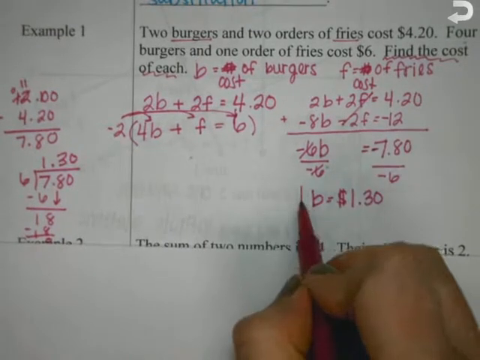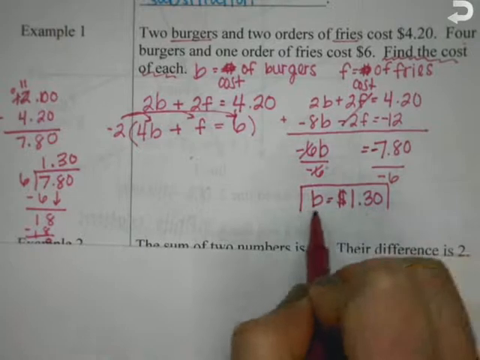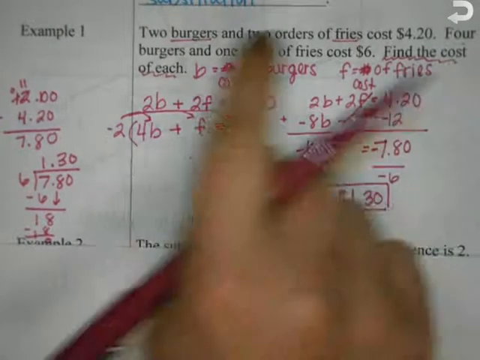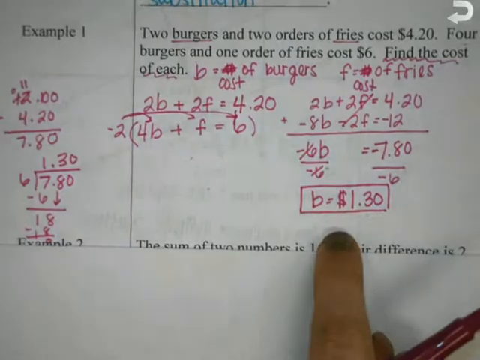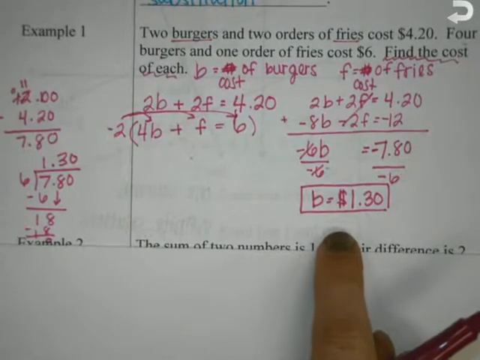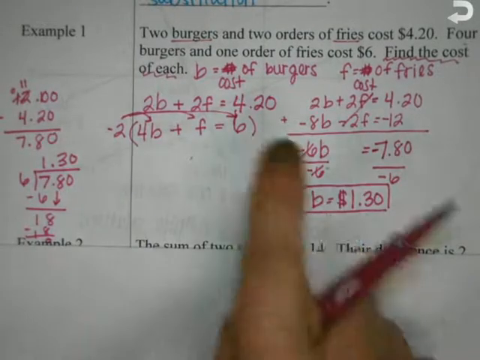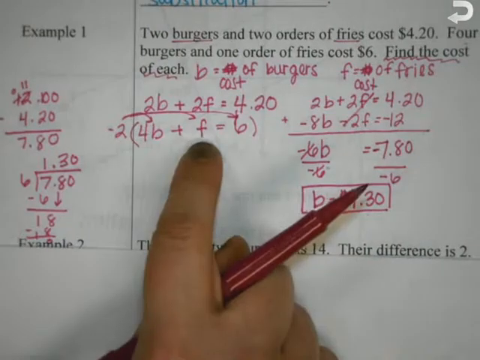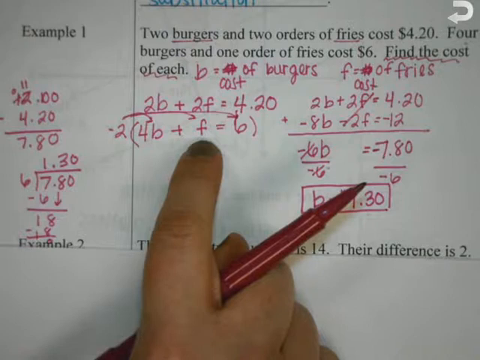Now, what did the question ask you? Find the cost of each. So we got burgers, so I need to do fries. Which equation do you want to use? The top one. I would use the bottom because f is already by itself. Oh, yeah, right. Okay, so let's take 1.30 and plug it in for b.